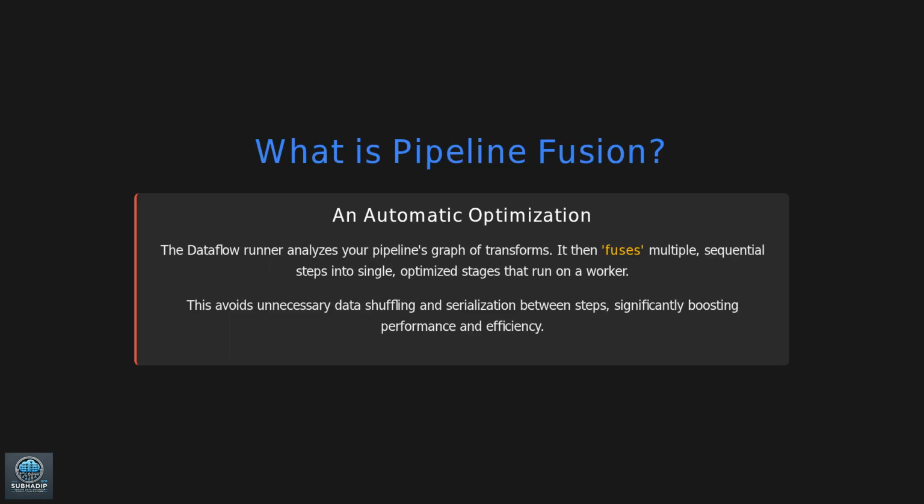Now let's move to a fascinating optimization feature: pipeline fusion. When you submit your job, the Dataflow runner doesn't execute your code exactly as you wrote it. Instead, it analyzes the pipeline and fuses, or combines, multiple sequential steps into a single, highly optimized stage. This is a huge performance win because it minimizes the overhead of moving data between steps.